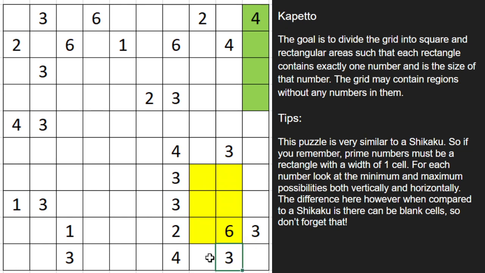Now this 3 is squeezed into the corner. There's only one way to fill that 3. I'm just filling it in with random colors here. This 3 is forced to come up like that.